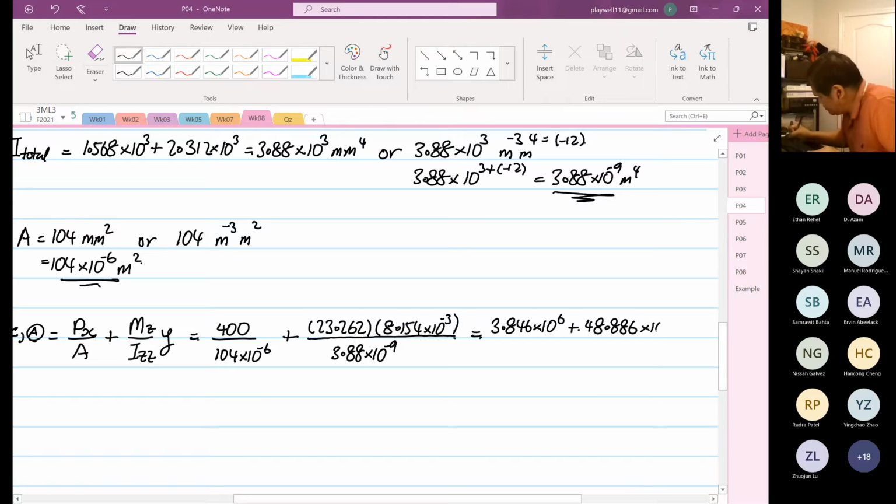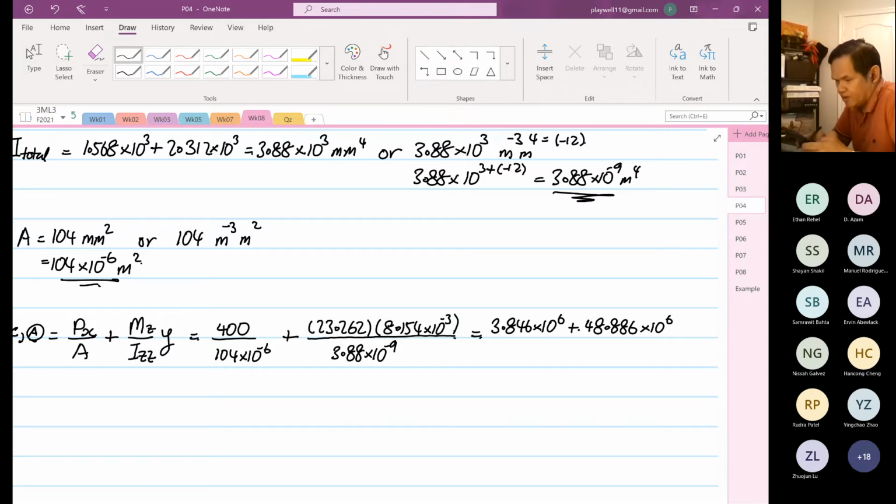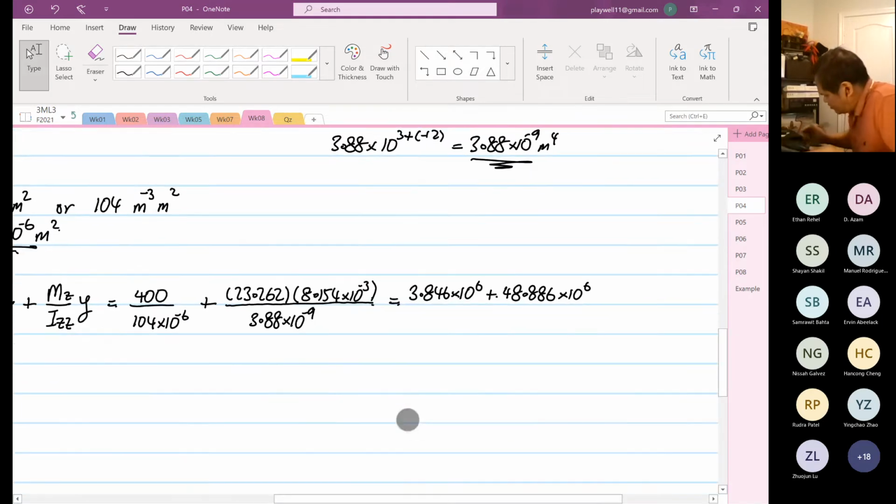Times 10 to the power 6. Let me do it again. So 23.262 times 8.154 power minus 3 divided by 3.88 power minus 9 is 48.886. So the stress is 3.846 power 6 plus 48.886 power 6, which is equal to 52.732, positive. 52.732 times 10 to the power 6 Pascal.